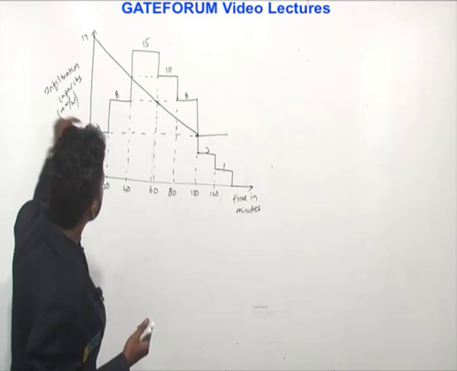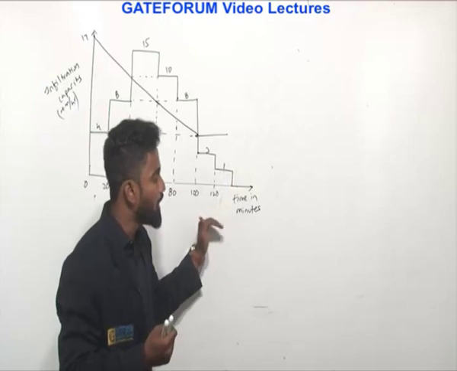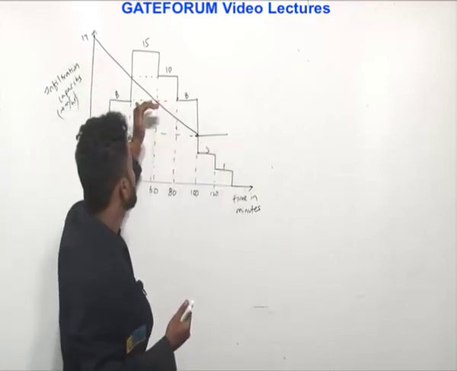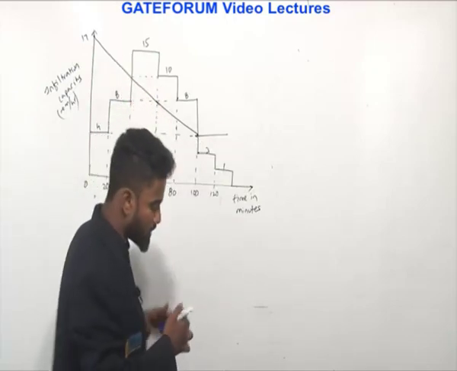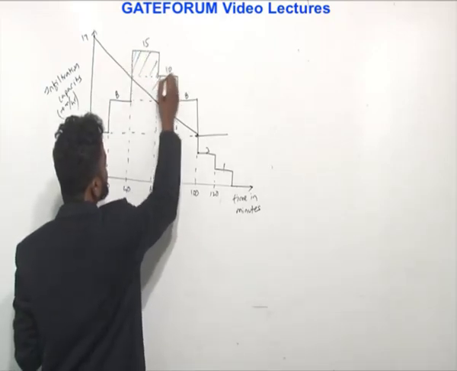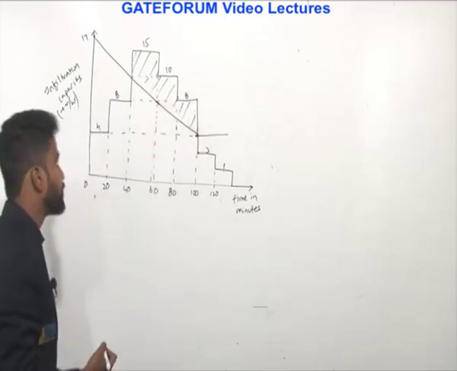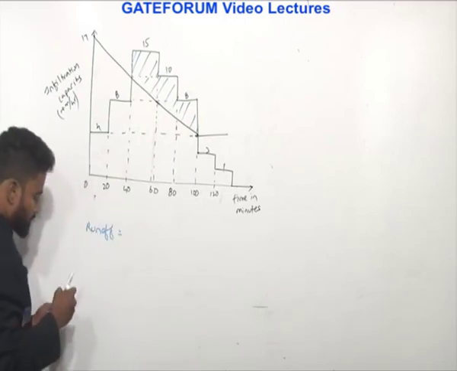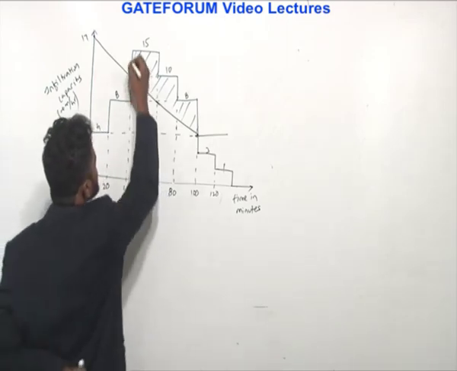The height of this histogram represents the rainfall, that is the rain that is occurring, whereas this line represents the infiltration. That means out of the total rainfall, whatever is below this line is infiltration, and whatever area is above this line is runoff. So if you want to calculate the runoff, you have to calculate that area. How will you calculate this area?